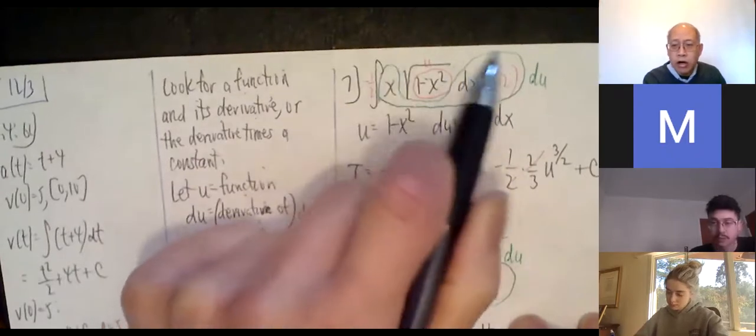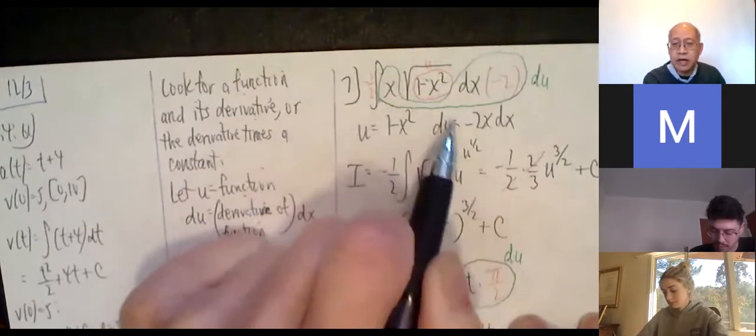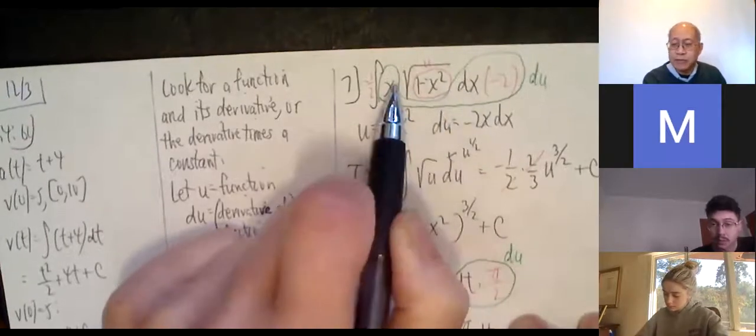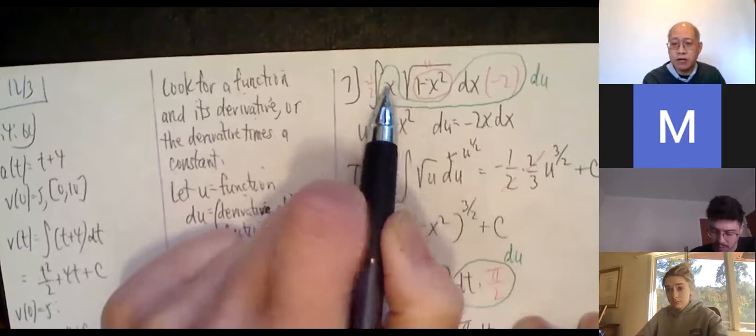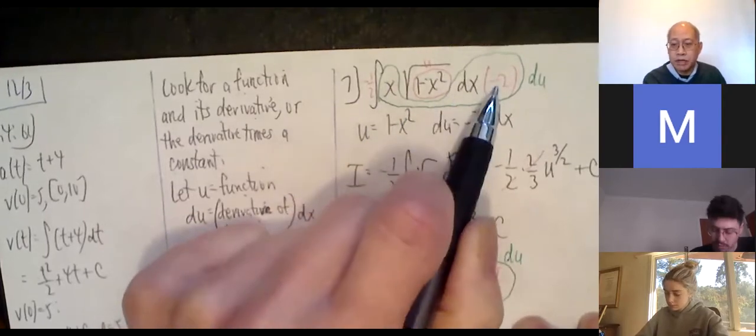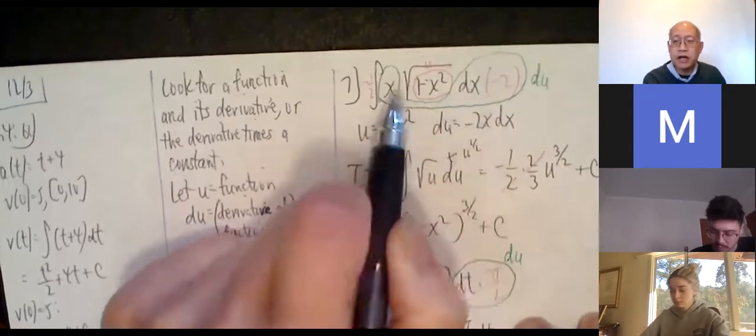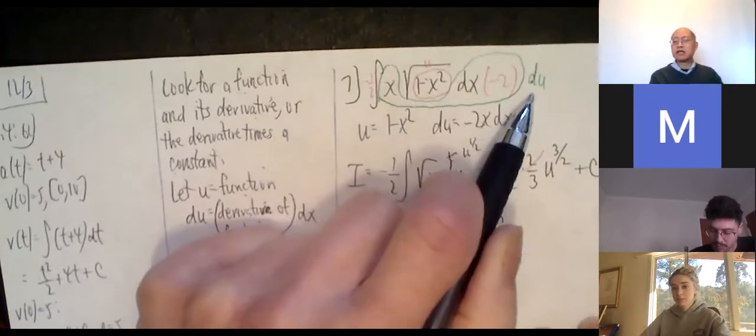Now all of this stuff that I have in green is negative 2x dx. And you don't have to say, oh, they're not together. Multiplication is commutative, right? You can switch the order anytime you want. You can put the negative 2 in front and then the x and dx. So all of this is negative 2x dx. That becomes my du.